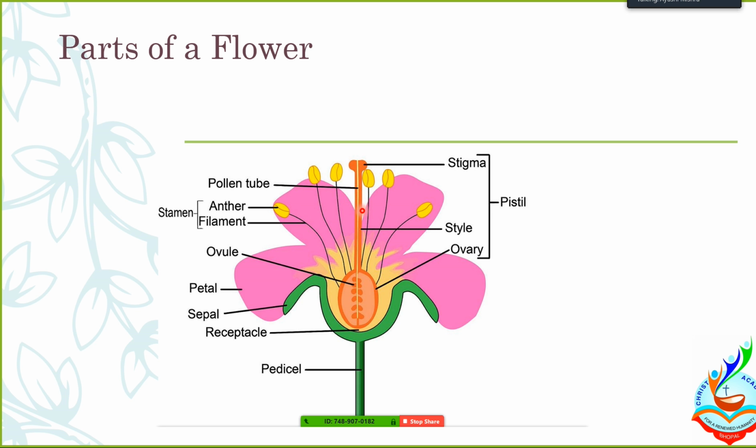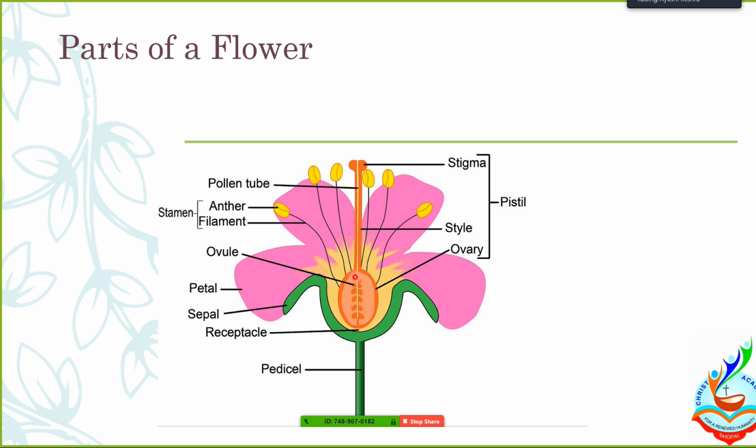Then the style. This portion is called the style. It is the long thread-like middle part of the pistil. Through it, the pollen tube grows. Then the third most important part is the ovary, the swollen basal part of the pistil.